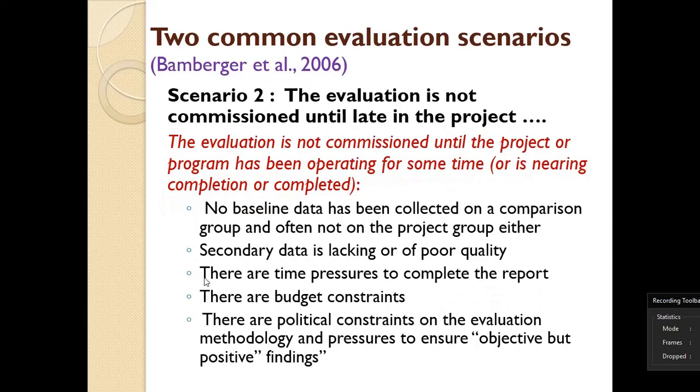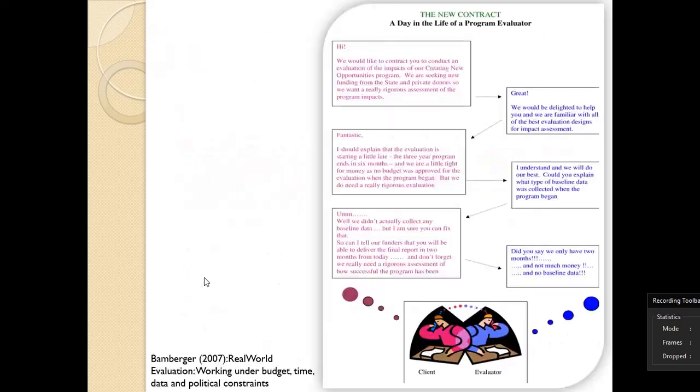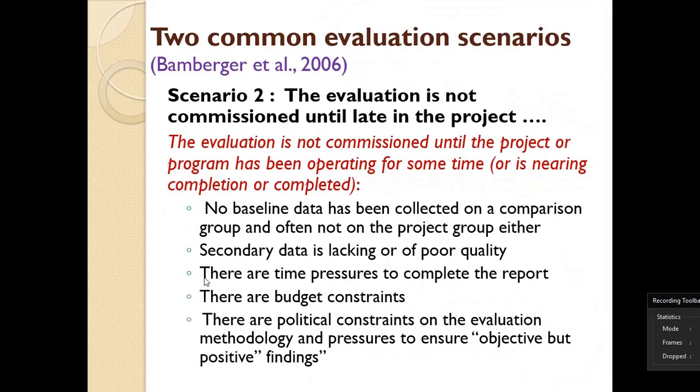Real life scenario 2 is where you have the evaluation which is not commissioned until the project has begun and has been operating for some time and is nearing to be completed. Our example here, okay? So this is what we're talking about, for instance. And then in this case, there is no baseline data that was collected. Secondary data is lacking because there was no money to do monitoring, and so on.